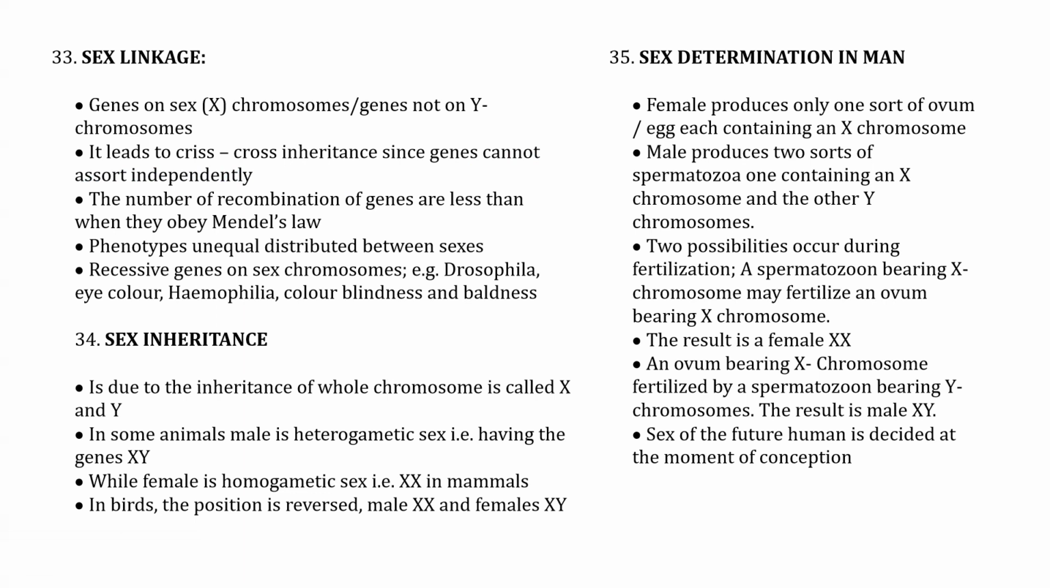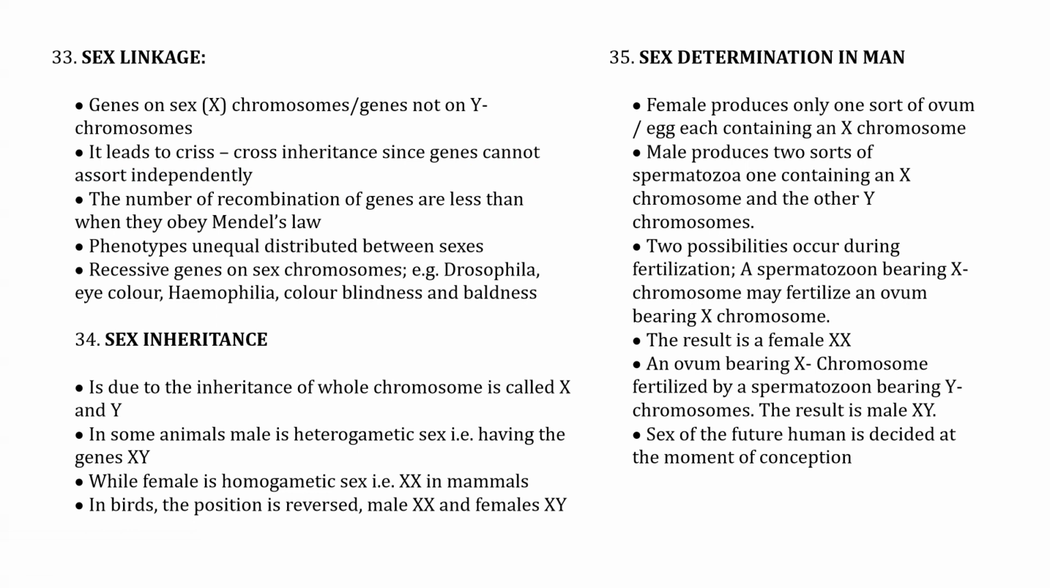Now, crisscross is a type of all the crosses that we've been doing. That's what we call a crisscross. So it will lead to normal crisscross, cross X to X, Y to this and that. And they don't assort independently, meaning they don't follow Mendel's rule. Are you getting me? The number of recombinations of genes is less than when they obey Mendel's law. They are lesser. Phenotypes are unequally distributed between sexes.